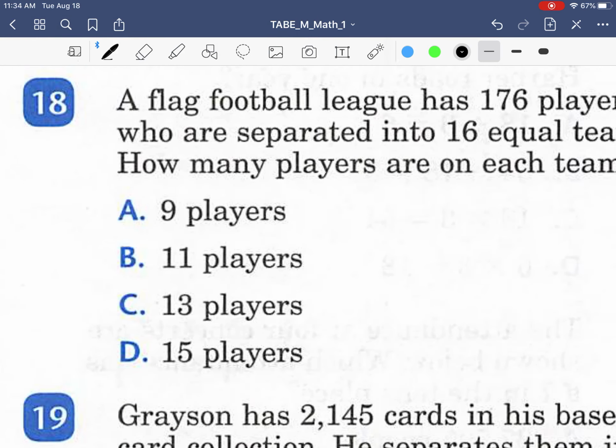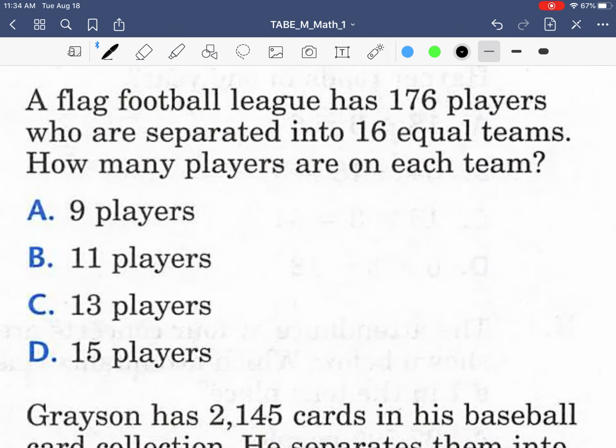Number 18. We're almost there, folks. Hang with me here. A flag football league has 176 players who are separated into 16 equal teams. How many players are on each team? So I have 176 divided by 16. And let's list a few of the factors. Each finger is worth 16 this time.